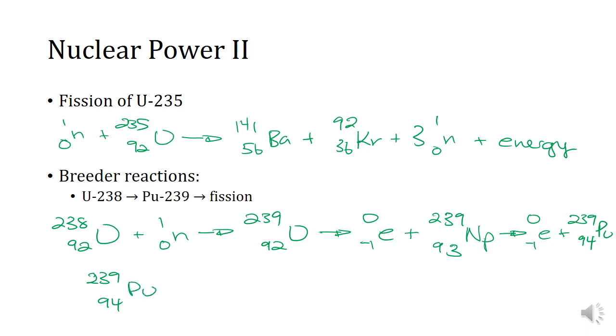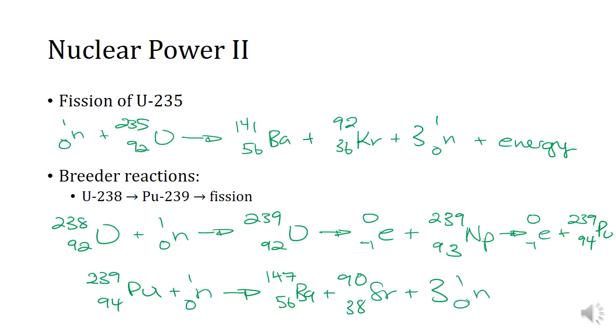Now, the plutonium, so this is a breeder reaction, so plutonium-239 (94) plus a neutron forms barium-147 (56) plus strontium-90 (38) plus 3 neutrons and energy. So when we say a breeder reaction, it is just that extra set of steps that we need to go through in order to get to the plutonium, which can then undergo fission. Okay.